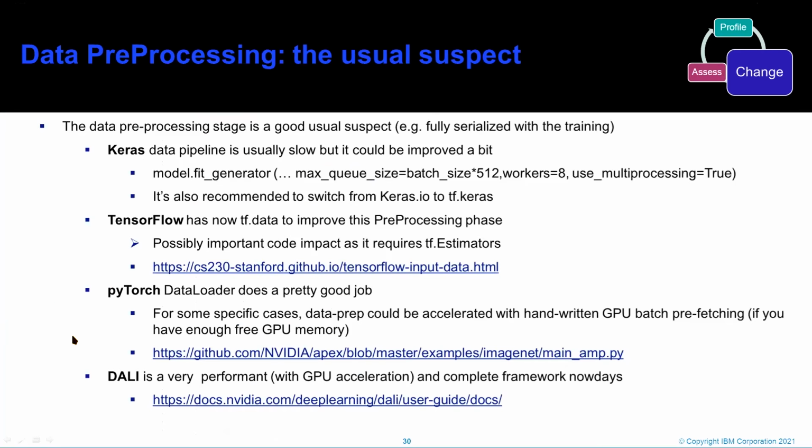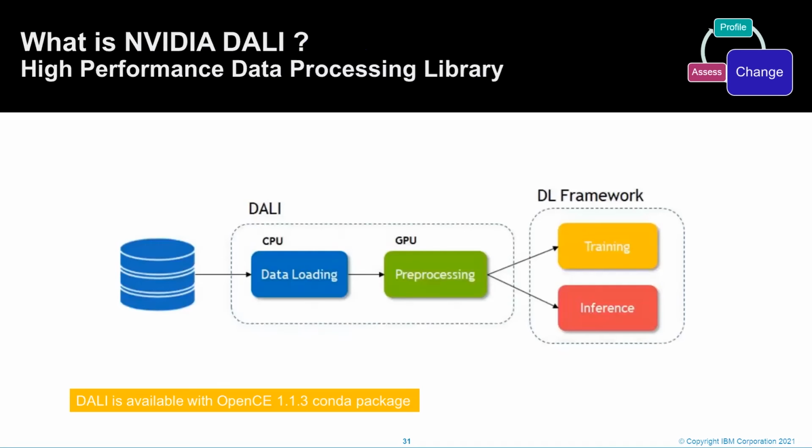And finally, as these preprocessing performance issues are becoming more and more prevalent in the industry, NVIDIA has developed a specific preprocessing library, which is very performant, named DALI. And this is the one I'm going to focus on now. DALI is an open source library provided on GitHub. It's available in OpenCE.